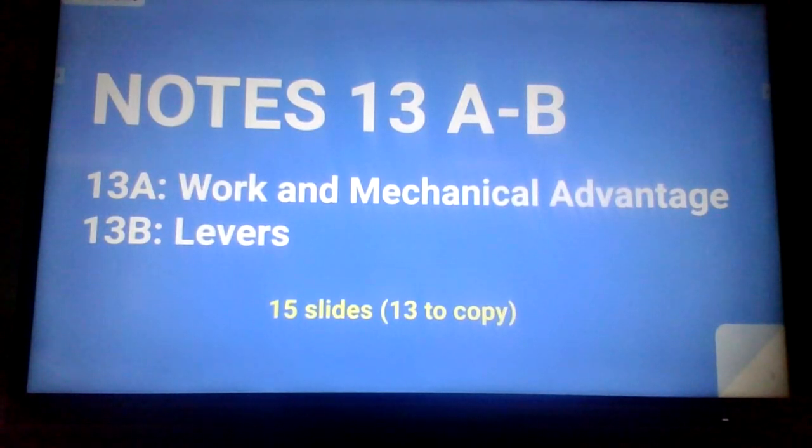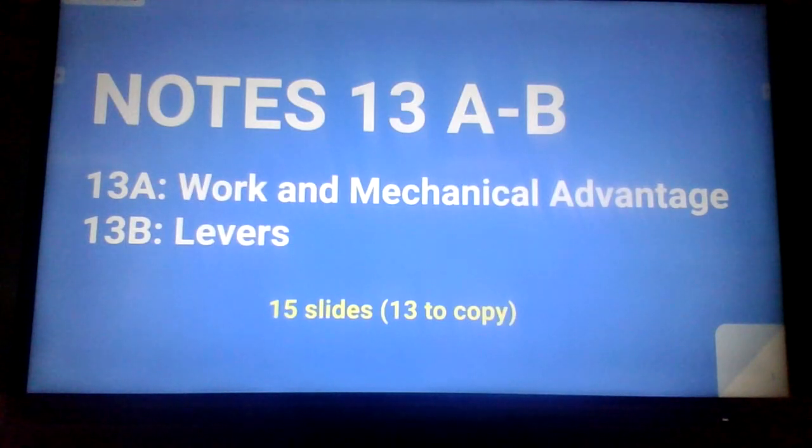Moving on to begin our study of Chapter 13, Work, Mechanical Advantage, and Simple Machines. You see levers on the screen. There are 5 more simple machines that our next set of notes will cover. Work, mechanical advantage, and simple machines are all based on forces that we talked about in the last chapter.